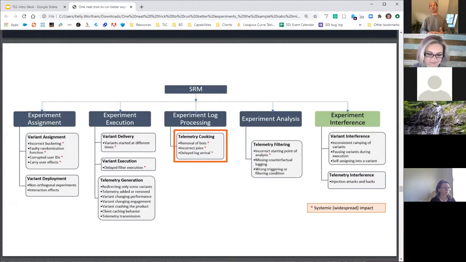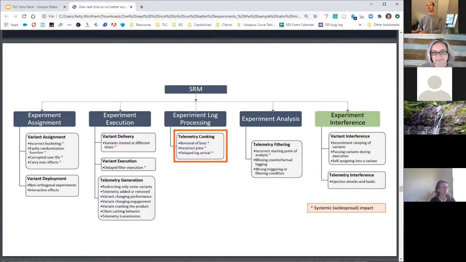And that breaks down into variants starting at different times. This is something I had never seen before, but when we started interviewing companies, apparently some companies start A before they start B. Now that could very quickly result in SRMs. But also delayed filter execution, where people are actually exposed to the experiment before they are included in the experiment. And then there are all these problems with telemetry generation, such as redirecting only some variants, which I also hear is quite common in some companies, or telemetry being added or removed in a variant. Now, experiment log processing I talked about.